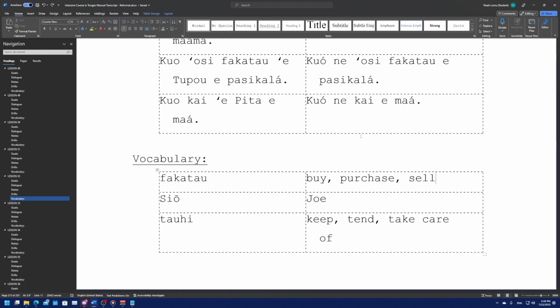There are a lot of words that start with fakatao. Oh my gosh. Fakatao, general verb to buy or to sell. Oh, actually, no, you're totally right. It says right here in the dictionary, fakatao mai or fakatao atu.